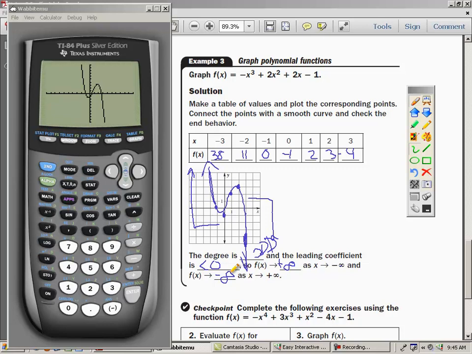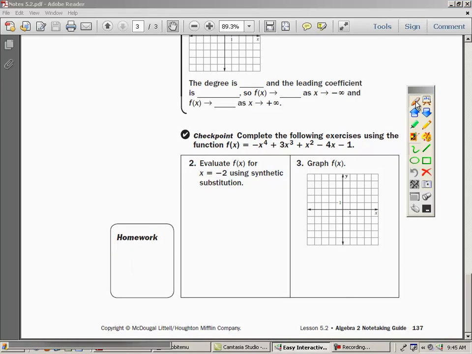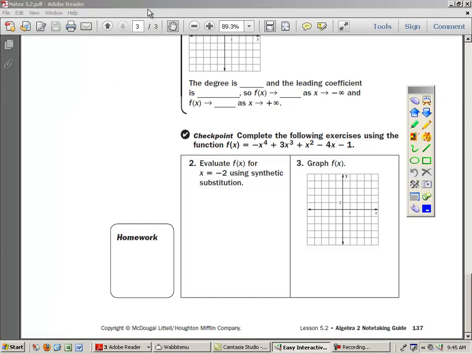All right, so you have 2 checkpoint problems. Please pause your video, and I want you to try the 2 checkpoint problems at the bottom of the page, please. All right. So if you left your video running, I've already put in the function for f of x here. If you paused it, then you may not have seen that.